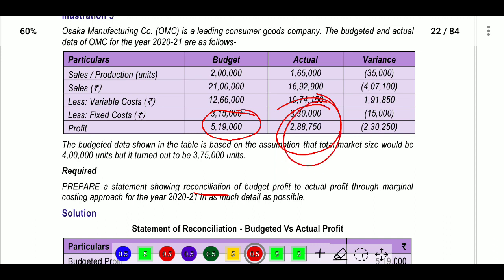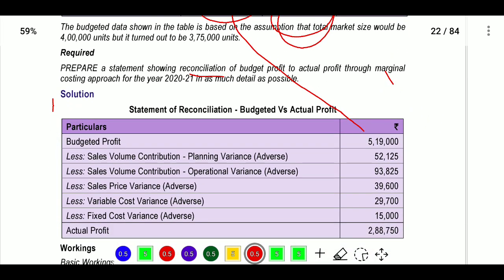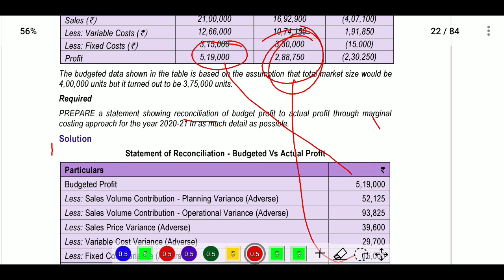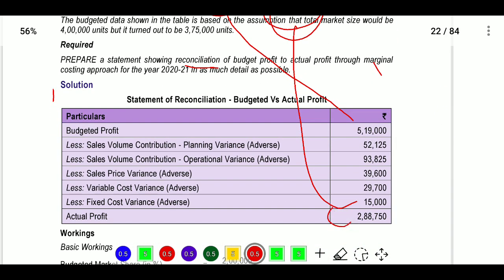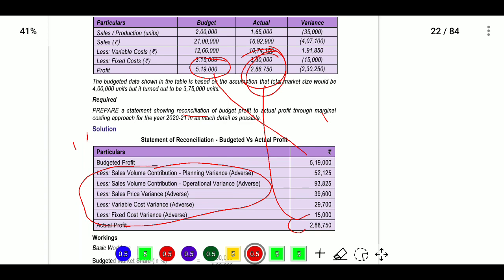Actual profit is 2,88,750. Now we need to provide the variances. So we will take this budgeted profit and we will reach the 2,88,750. Okay, actual profit. We need to adjust these sales differences. Sales volume is contribution planning variance, meaning budgeted to budgeted, and operational variances, meaning revised budget to actual, and sales price variances.